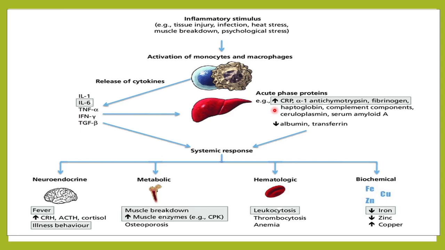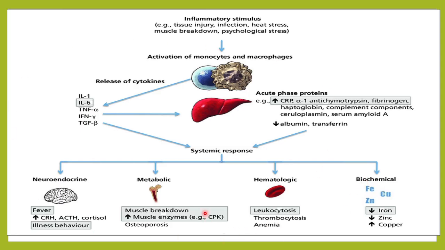And the body produces certain systemic responses. There is an increase in ACTH and cortisol, so there is fever. The patient feels sick. If there is a muscle breakdown, creatine kinase might be increased. In hematology, you will see increased WBC count, leukocytosis, thrombocytosis, and there might be anemia. Biochemically, your iron will be reduced, your zinc can be reduced, and your copper increases. So this is what happens during an inflammation.